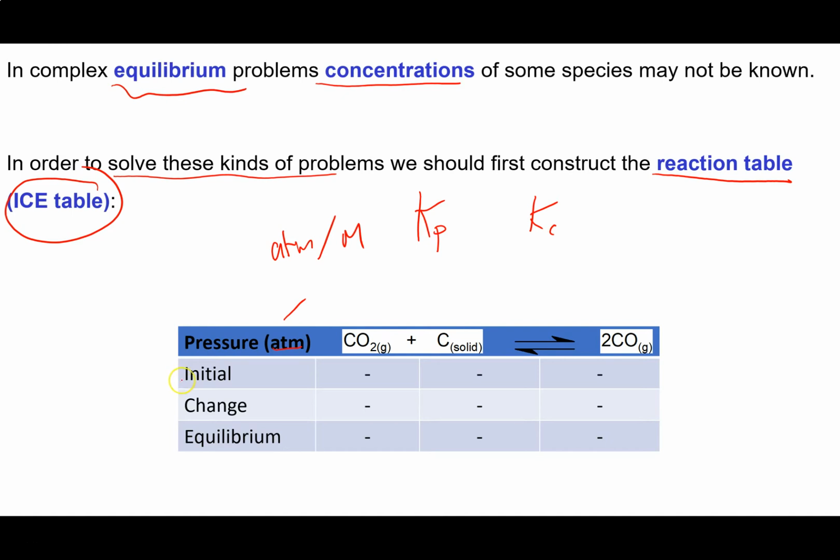And then you'll write the letters I, C, E. The I stands for initial, which is going to be your initial pressures or concentrations. Then there will be a change occurring as the system comes into equilibrium. Some things will go down, some things will come up in concentration, and then finally you'll arrive at your equilibrium position.